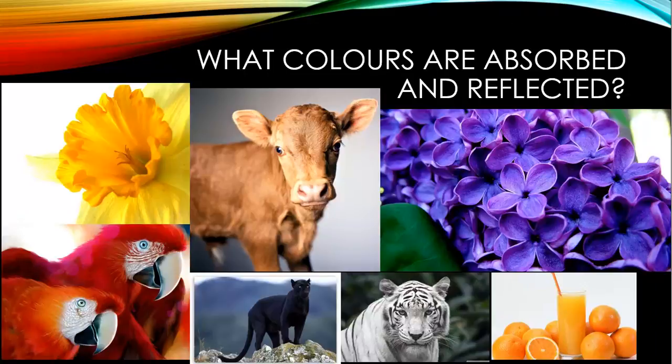Okay, so what colors are absorbed and reflected here? I'll leave that one to you. I'll give you a bit of a hint with the flower on the top left there. That one absorbs every other color except for yellow and reflects the yellow back. So that's what we see. Trick one there for the white and the black animals down the bottom. I'll let you figure that one out.